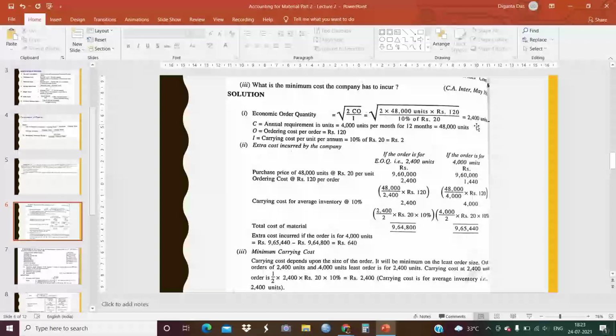So our annual consumption is how much? 48,000. So what is our number of orders? At a time we are placing 2,400 units. Total quantity ordered is 48,000, so divide it, 48,000 divided by 2,400. How many orders? It will be 20 orders. So 20 orders at EOQ.